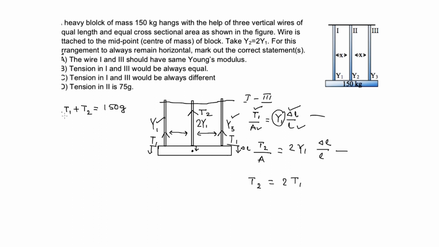So if I replace 2T1 by T2, then T2 plus T2 is equal to 150g, and the value of T2 comes to 75g. That is also the correct choice. So A, B, D will be your correct options.